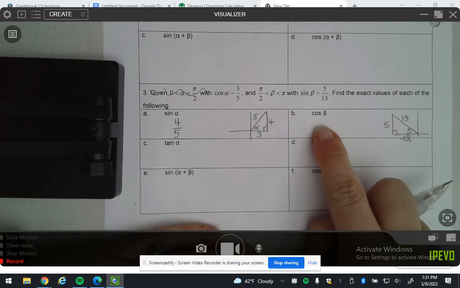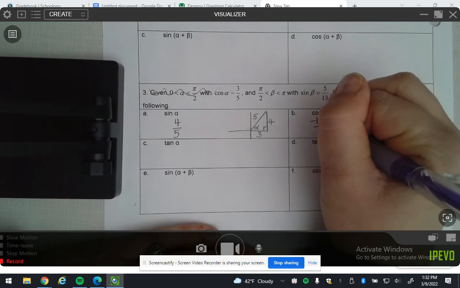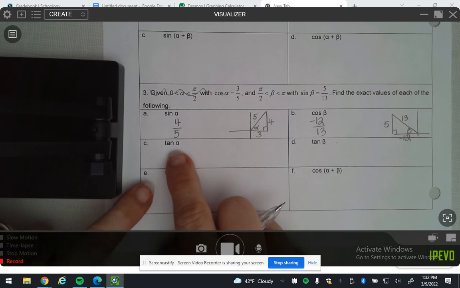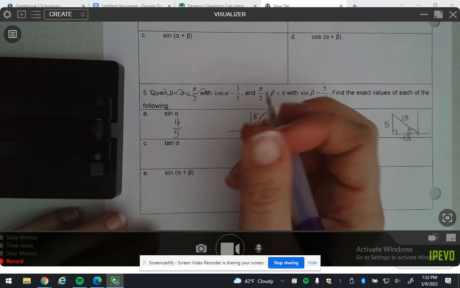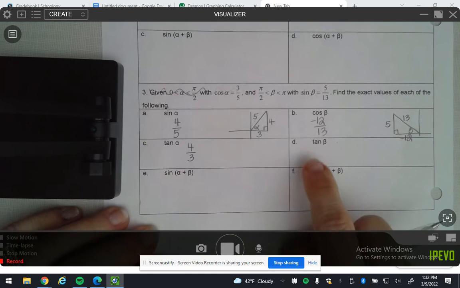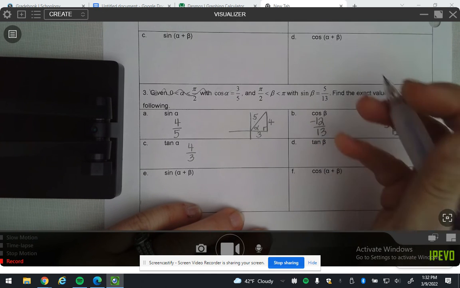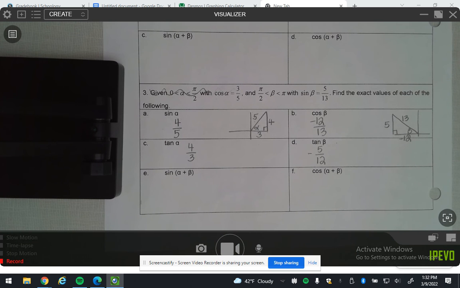What's the cosine of beta? Oh, careful. Cosine, adjacent over hypotenuse, so negative 12 13ths. Tangent. What's my tangent of alpha? Opposite over adjacent, so 4/3. And my tangent of beta? Negative 5/12. Are we okay with me there? Okay, here we go.